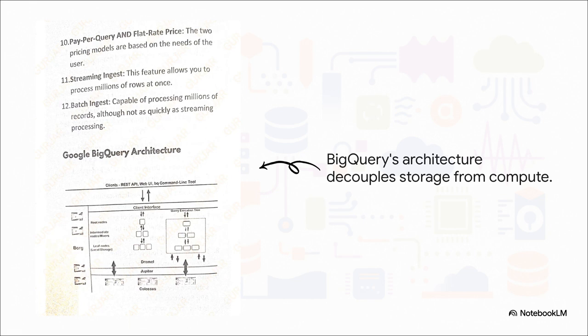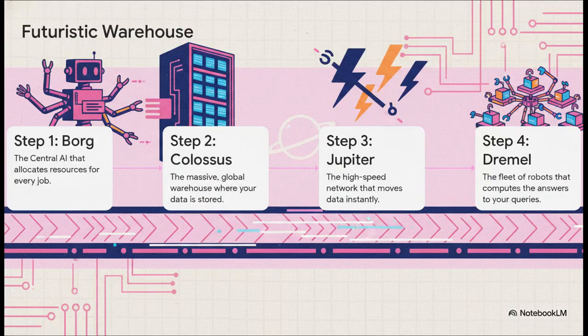BigQuery's whole architecture is built on completely separating data storage from data computation. That single decision is the key that unlocks everything else. Now, to make sense of that crazy diagram, let's use an analogy. Imagine a giant futuristic warehouse. All of your data, that's the stuff sitting on the shelves in a massive worldwide storage system called Colossus.